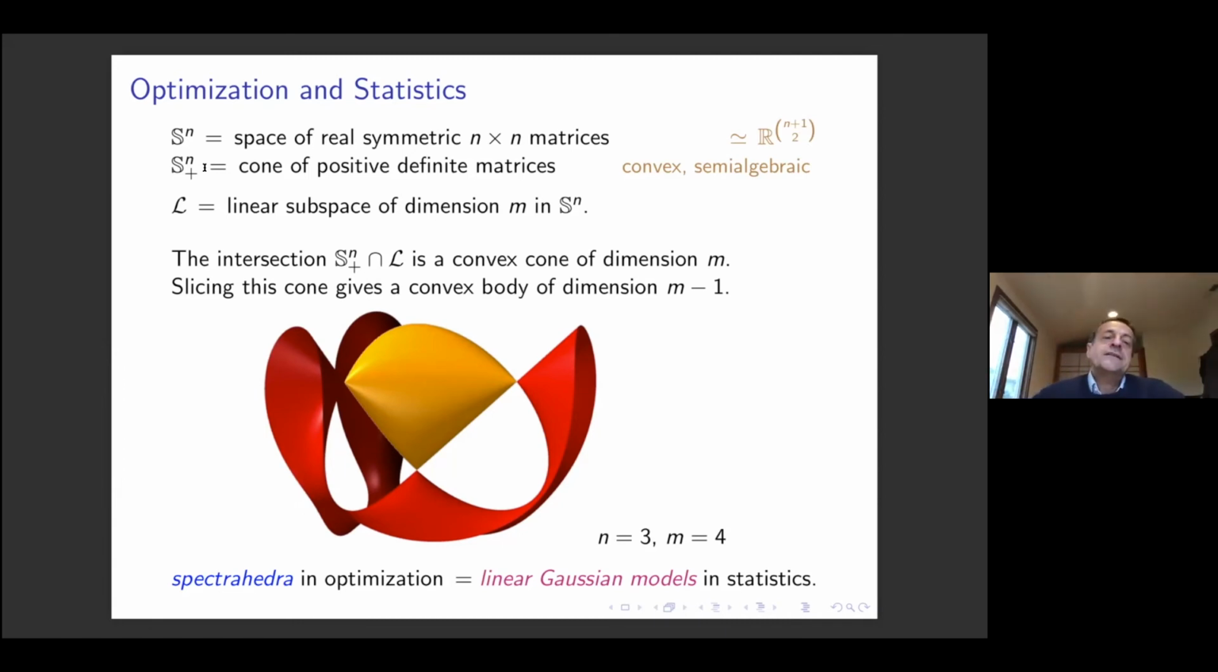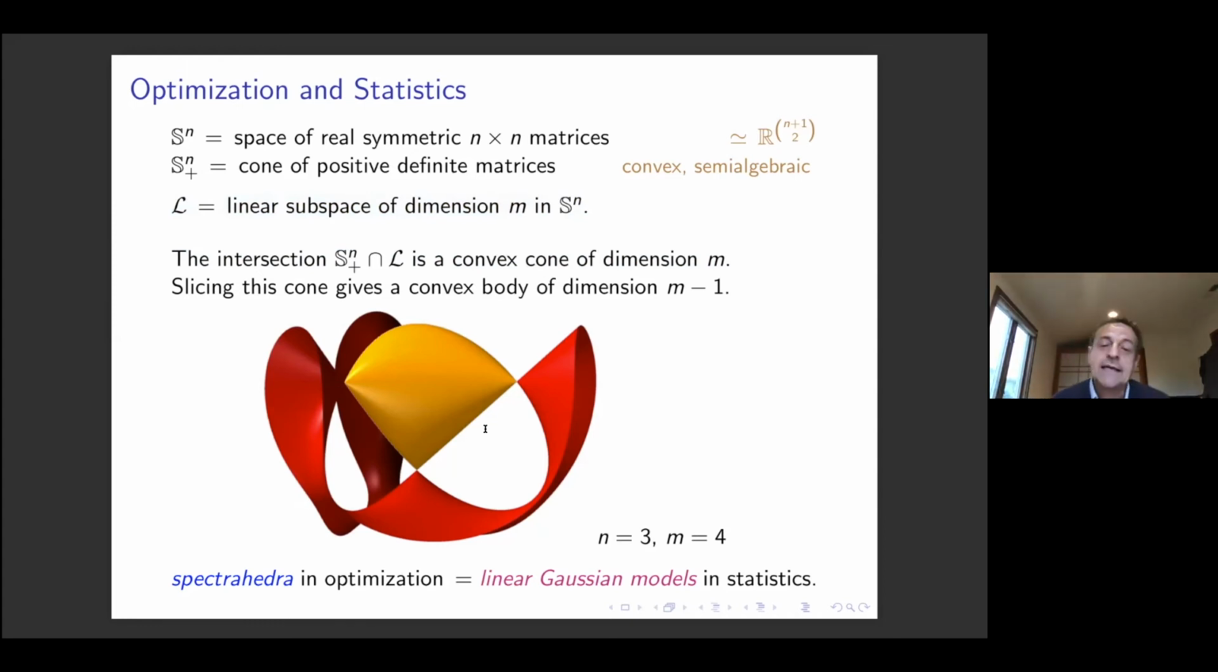Now, let's give ourselves a linear space of symmetric matrices, an LSSM. So let's give ourselves a linear space of dimension m inside this vector space and look at the intersection of the cone with the linear space. Now, if the intersection with the open cone is non-empty, then that will be a convex cone of dimension m. Now, it's convenient for drawing this to slice with an affine hyperplane, and then you get a convex body of dimension m minus 1. And what you see is the picture that we saw at the beginning of the talk.